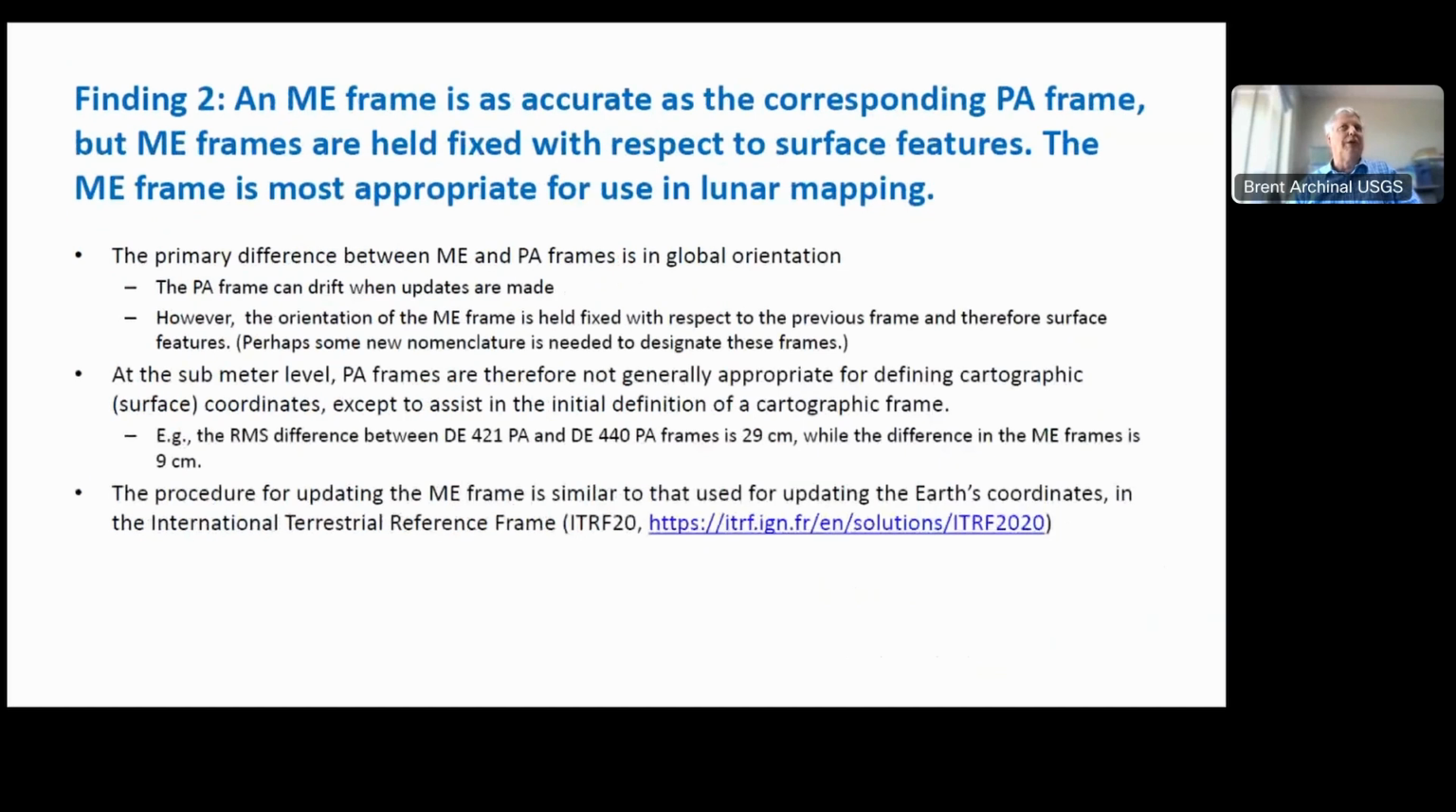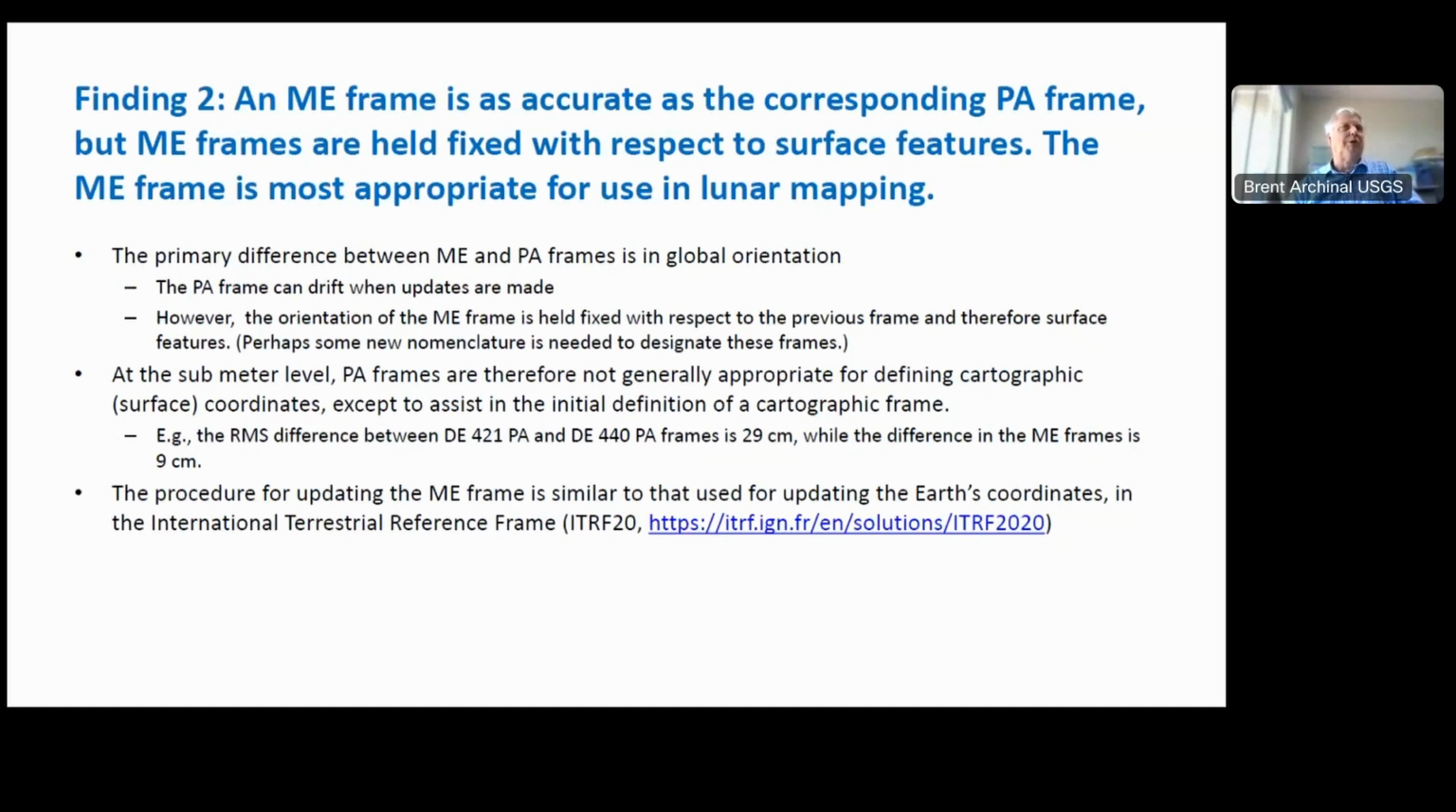The next slide goes into the second finding, which is about the accuracy of these frames. And again, the primary difference between these frames is in the orientation. Aside from the offset between them, when actual updates are made, the updates on the ME frame are made with respect to the previous frame so that surface features maintain the same coordinates at the accuracy of the solution. So at the sub-meter level, the principal axis frames are not quite the same and will drift in relation to the surface, whereas the ME frames will not, at least at the level of accuracy of the solution. And this procedure is similar to what's used for the Earth in creating the International Terrestrial Reference Frame updates, where a no-net rotation solution is made.